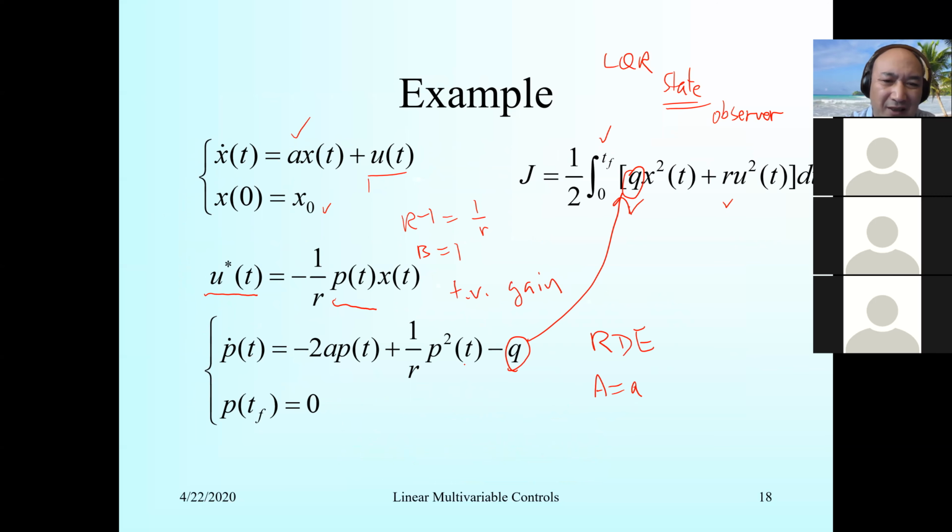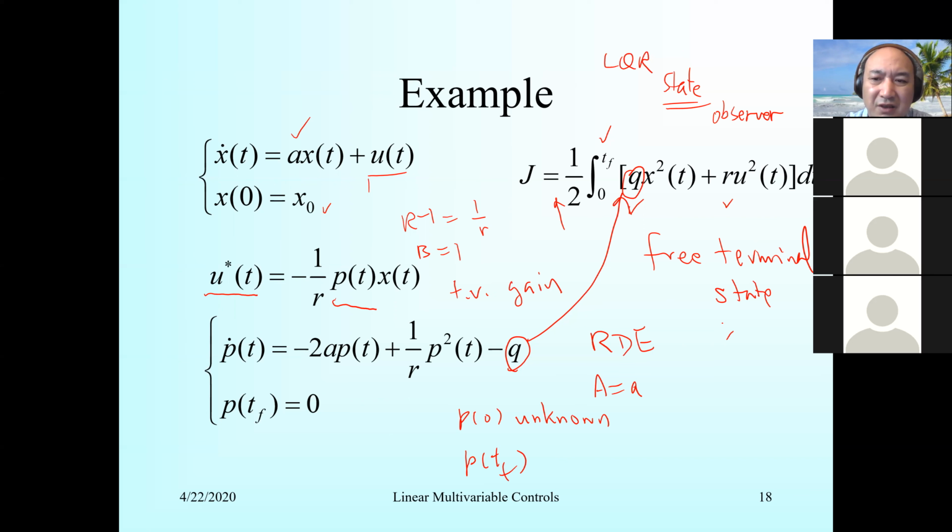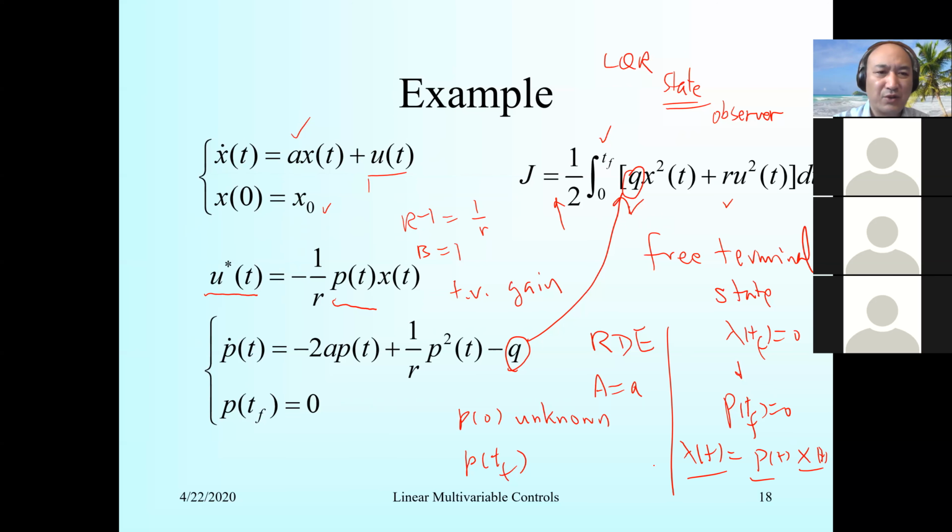So you have P like this, but you cannot solve it from P(0). You don't know P(0) yet. It's not given. It's unknown. But you do know P(T_F) because this is the terminal cost. It's free terminal state. So S(T_F) is 0. Therefore, P(T_F) is 0. The reason is that you have lambda(t) defined as P(t)x(t), and x can be anything. So this is 0, then this has to be 0. Make sense? Okay, so this is our starting point.